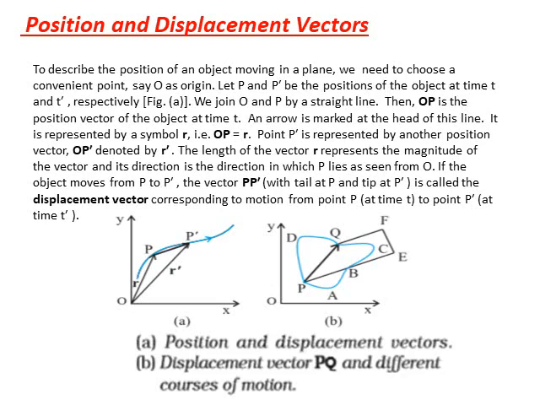Similarly, if the same object at any time t dash is at point P dash, so again the position vector will be OP dash. Because the starting point is O, the arrowhead will be from O to P dash. Let it be represented by R dash.